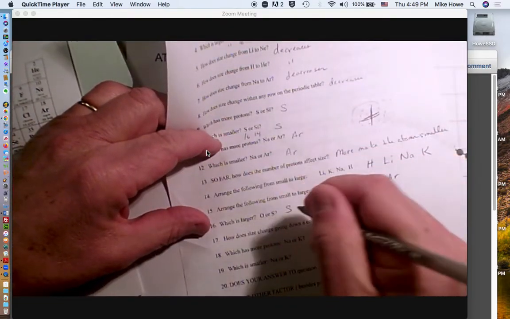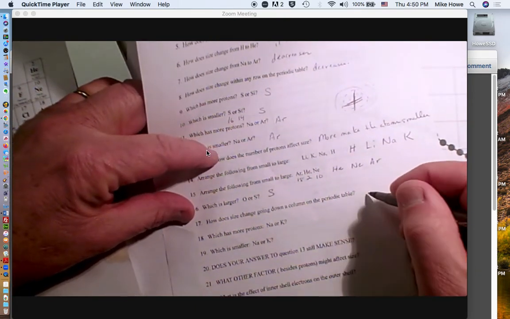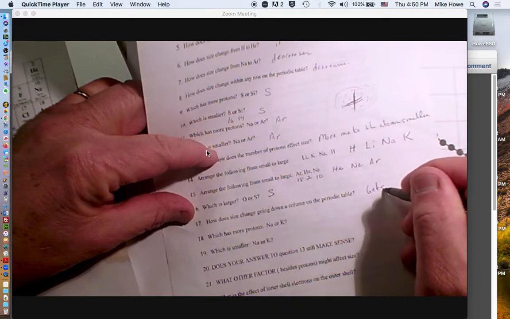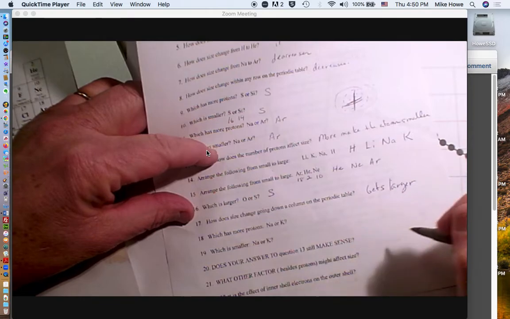So sulfur. So how does size change going down a column on a periodic table? It gets bigger. Or you could say increases.